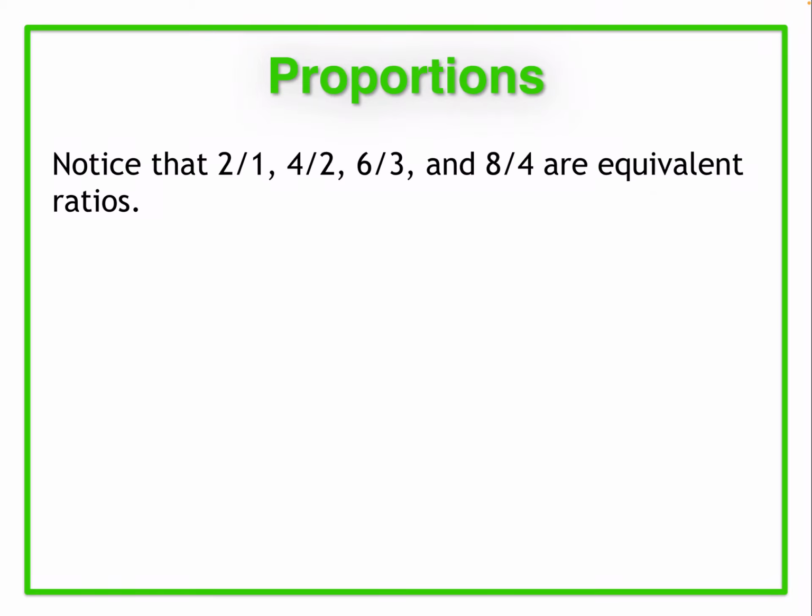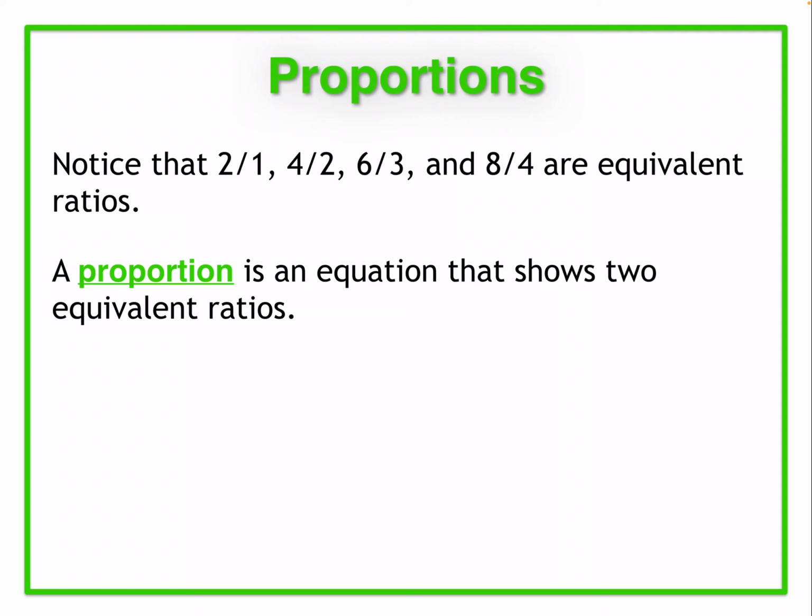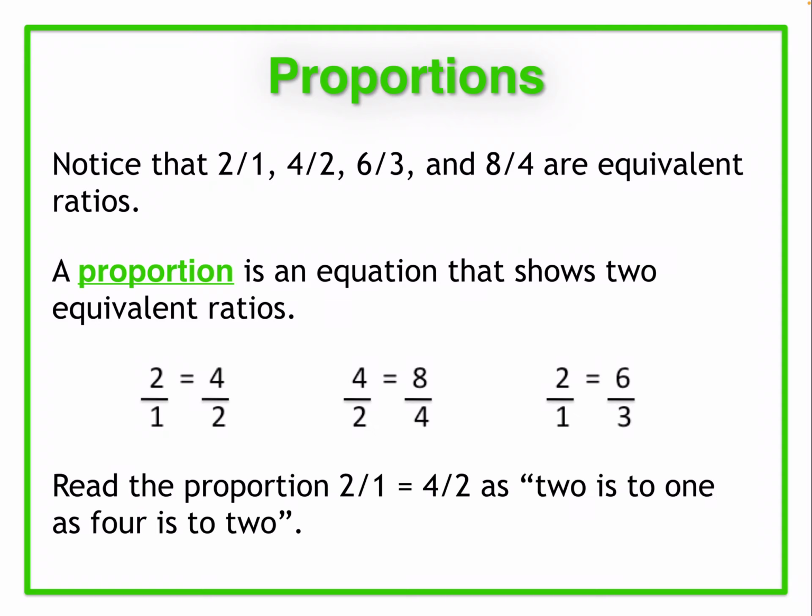Proportions. Notice that 2 ones, 4 halves, 6 thirds, and 8 fourths are equivalent ratios. A proportion is an equation that shows two equivalent ratios: 2:1 as 4:2, or 4:2 as 8:4, or 2:1 as 6:3. Read the proportion 2 ones equals 4 halves as 2:1 as 4:2.